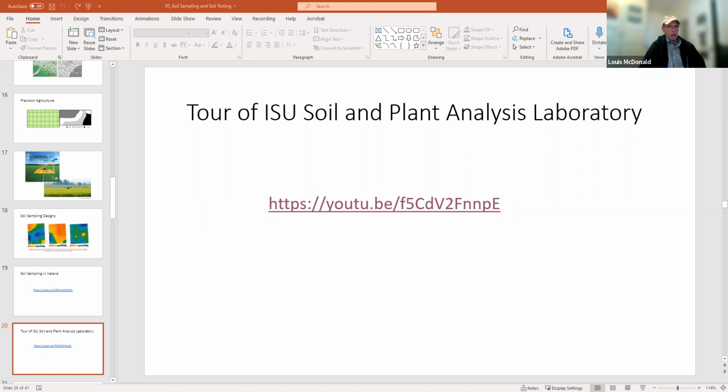So Iowa State is the only state in the country that I'm aware of that uses moist samples for any kind of soil determination. Everybody else uses dry soils.